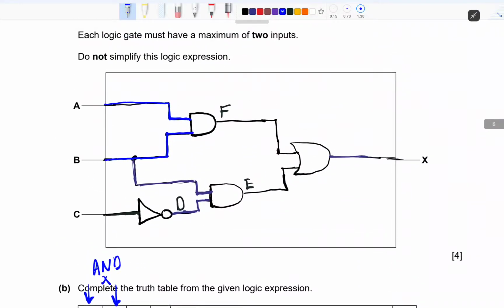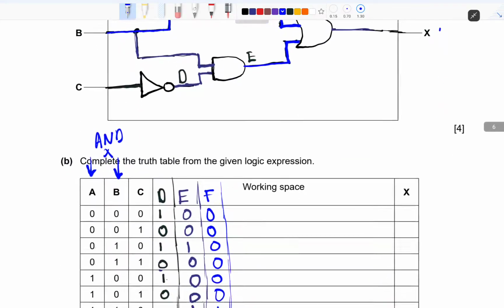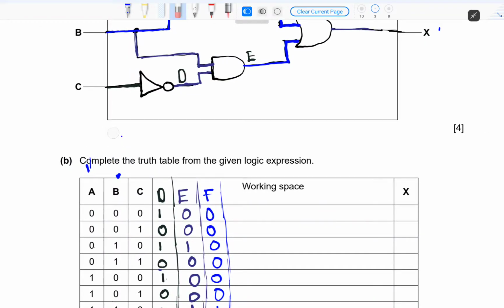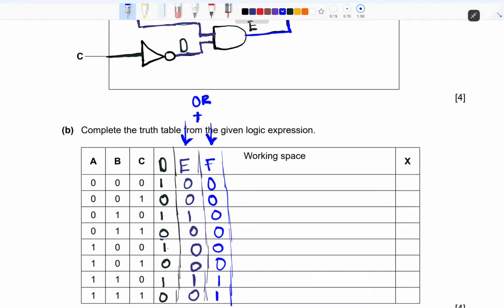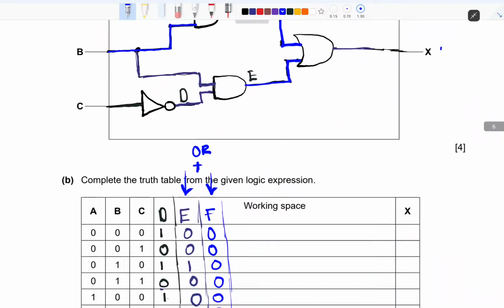Now we are doing the final gate, which is X. What is X? It is E coming in and F coming in. Don't use a different color like me, I'm just doing it to show you. And what gate is joining them? An OR gate. So now we erase, then you put arrows over E and F. And remember, it's an OR gate, so you are adding. Now we add E to F to get X.